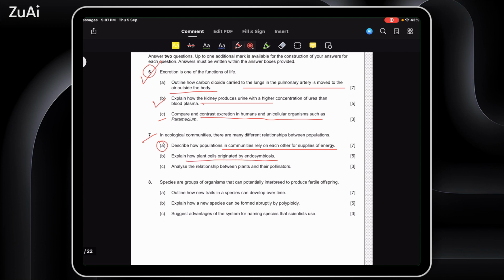Explain how plant cells originated by endosymbiosis.